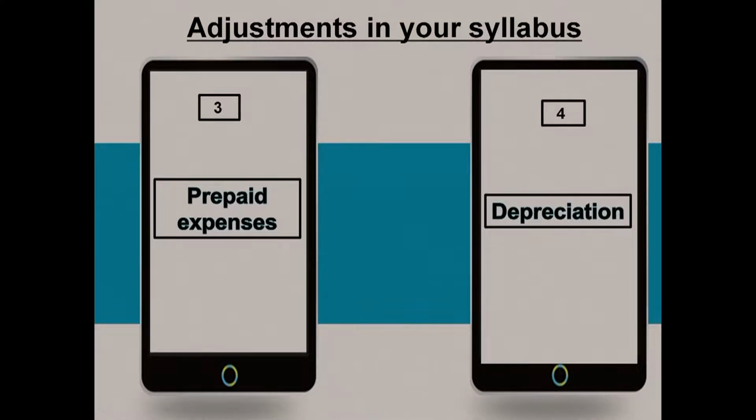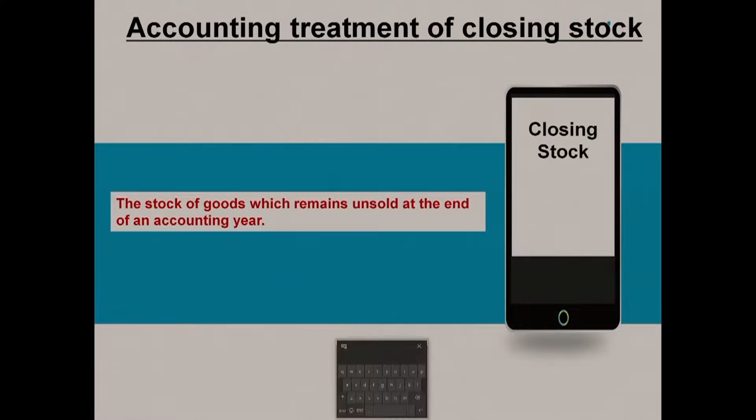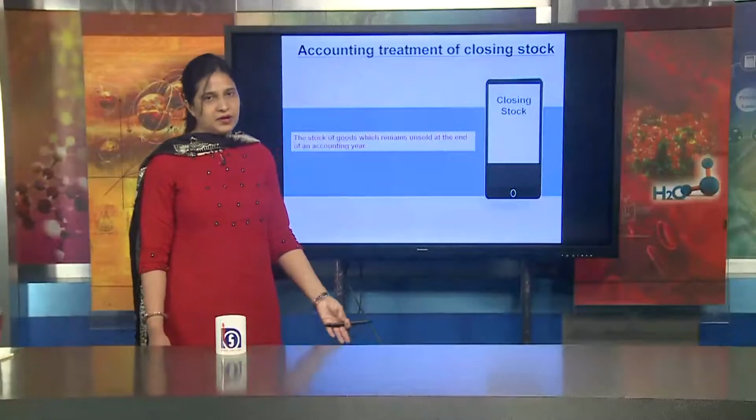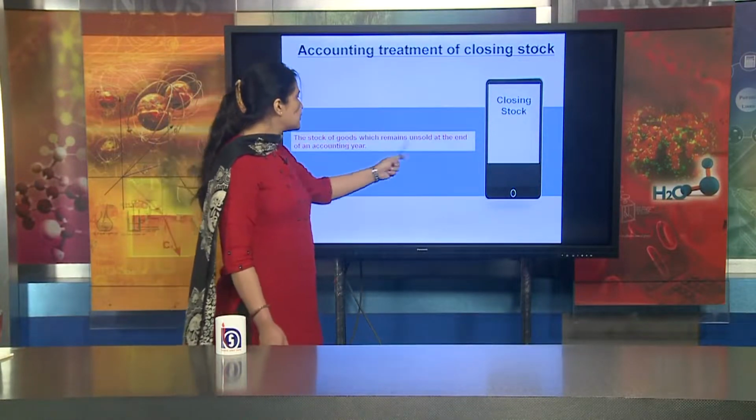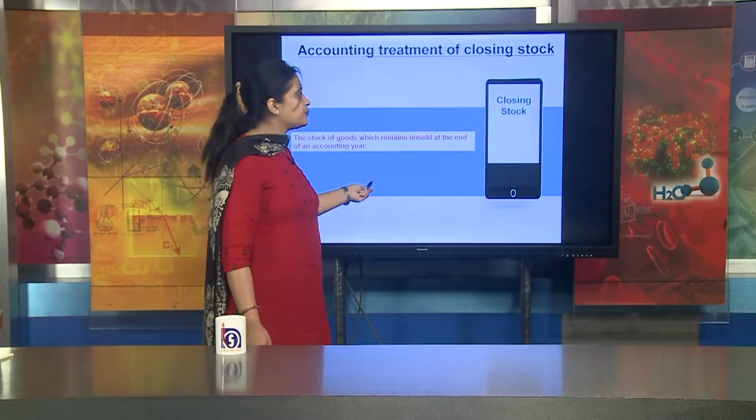Then you have to also learn about the prepaid expenses or the depreciation as was mentioned earlier. Then first of all, let us see about the closing stock. What is closing stock? The stock of goods that remains unsold at the end of the year is known as closing stock. So the end of the year is the end of the accounting year.